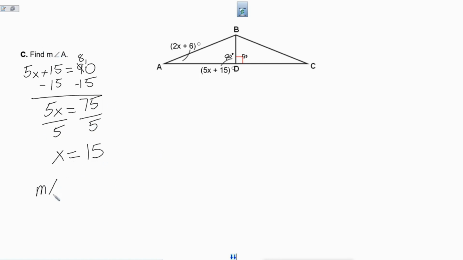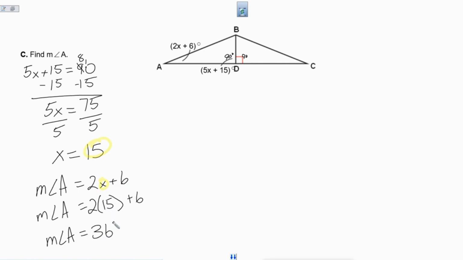measure of angle A. Now, the measure of angle A in our picture was 2x plus 16. We need to substitute that x, that 15, in for x. So 2 times 15 plus 6 will get us the measure of angle A. 2 times 15 is 30, and 30 plus 6 is 36. So the measure of angle A is 36 degrees.